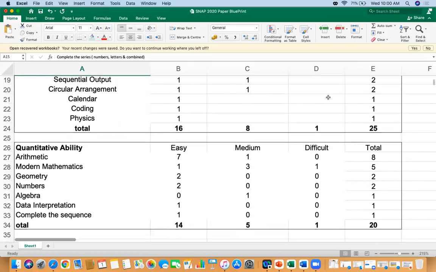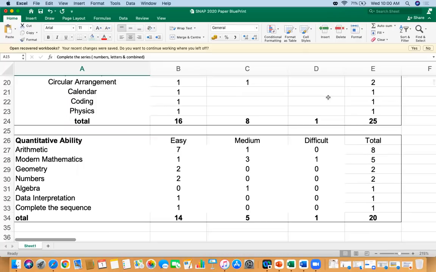Coming to our quant section, 20 questions. Okay. Maximum importance is to the arithmetic topic. You had 8 questions from arithmetic. And second most important is modern maths, 5 questions. If you guys have been following my videos from before, I have always told that NMAT and SNAP give importance to arithmetic and modern maths. And modern maths is more important as compared to algebra, numbers, or geometry, which come in the other exams. So focus on these topics, okay?